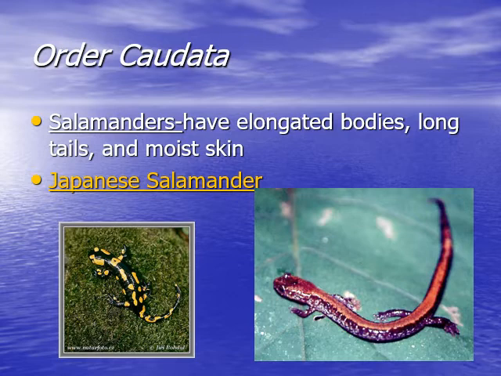I gotta double check that, but we do have quite a few species of salamanders in our area. Some of you might have seen them. They tend to hang out in very moist areas around ponds and creeks, so they're pretty cool. But they're in the order Caudata. That's going to be their order that they belong in.